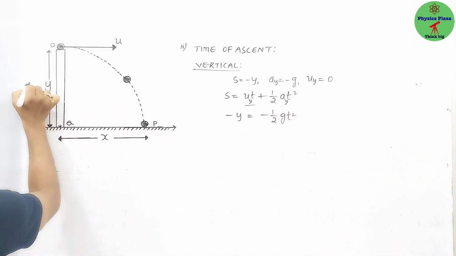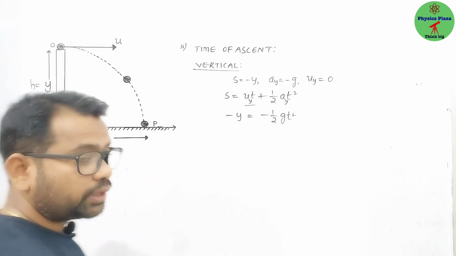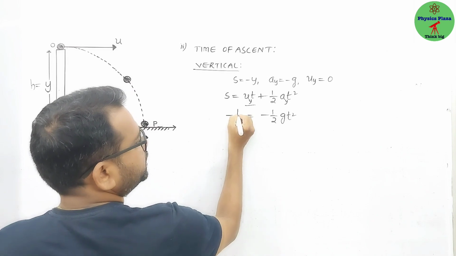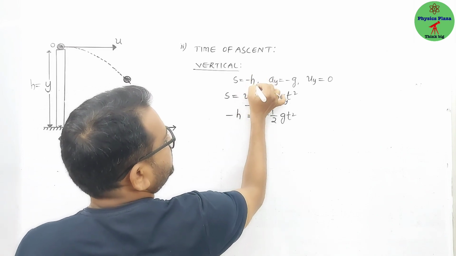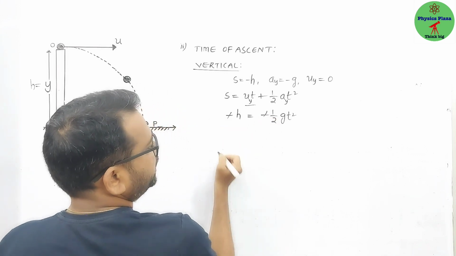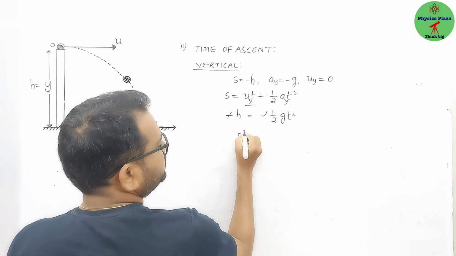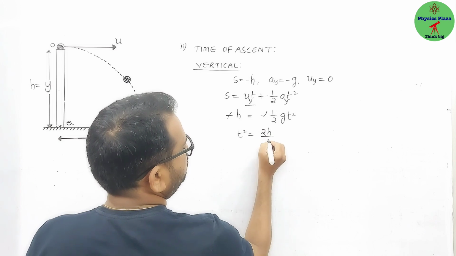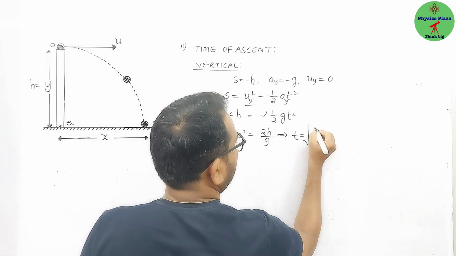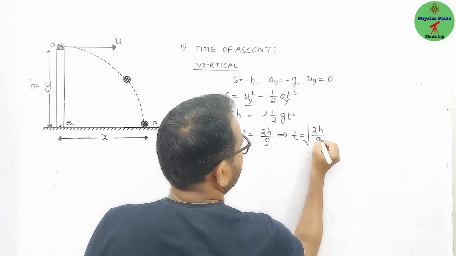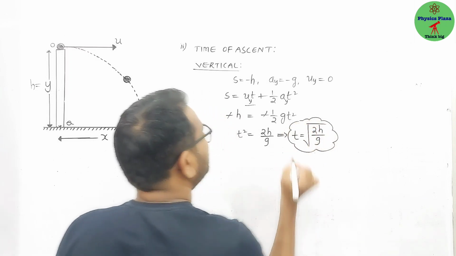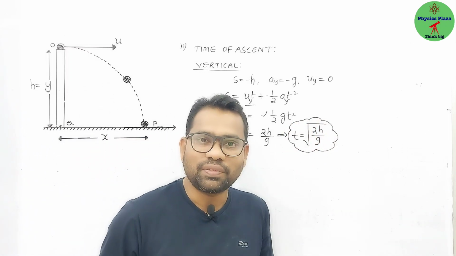If you want, you can take it as h also, vertical height. In that case this will be minus h. Nothing is wrong, you can give y also, height, right? So the minus gets cancelled. Then t square is equal to 2h by g. From this, t is equal to square root of 2h by g. So children, this is the expression for time of ascent.